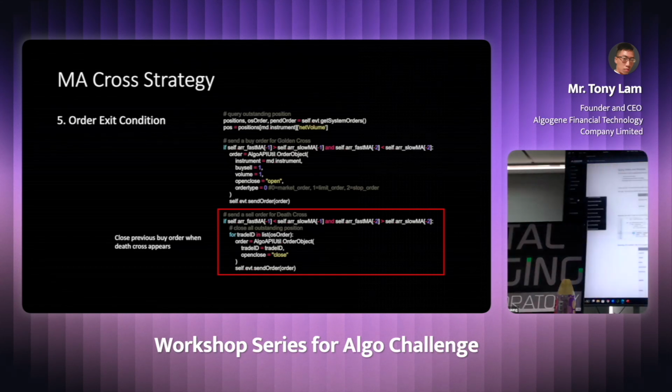Actually, if you go to the send order function here, there are many other combinations. So for example, if you don't want to use a market order, you can also use other types like a limit order or a stop order. But for a limit order or stop order, you also need to specify the limit price or the stop price. You can refer to the document here for certain examples.